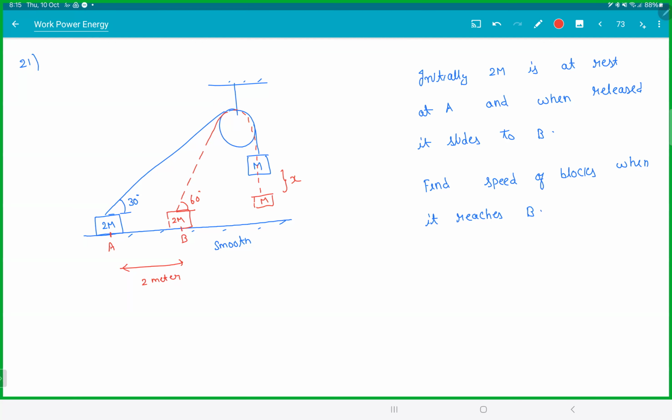And do you think both the blocks have the same speed? This will have v1, this will have v2. Speeds won't be the same. So the loss in potential energy mgx is half 2m v1 square plus half m v2 square. You need to find the relation between v1 and v2. You have to find what that x is. Constraints, everyone.